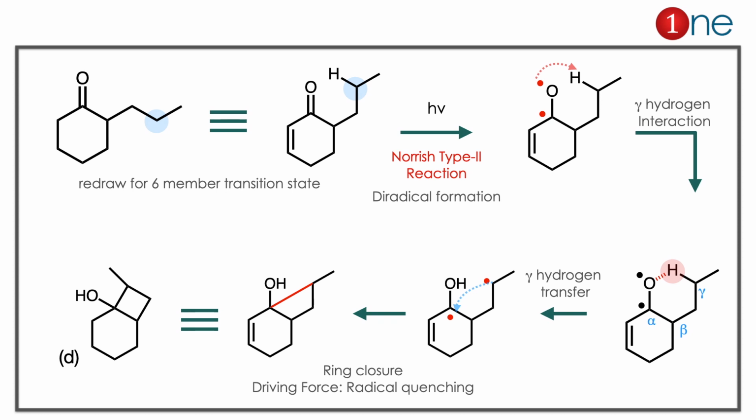The starting material is cyclohexanone and you have a gamma hydrogen. So you might think of the Norrish type 2 reaction. In the Norrish type 2 reaction, the hydrogen should be in a proper 6-member state. So we redraw the reacting material, keeping the oxygen and hydrogen nearby.